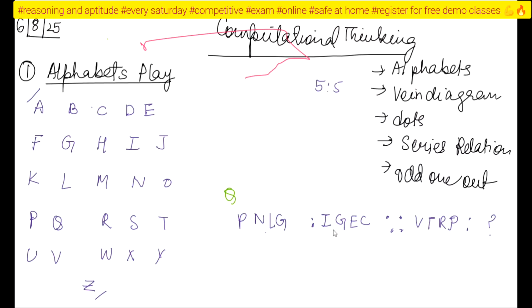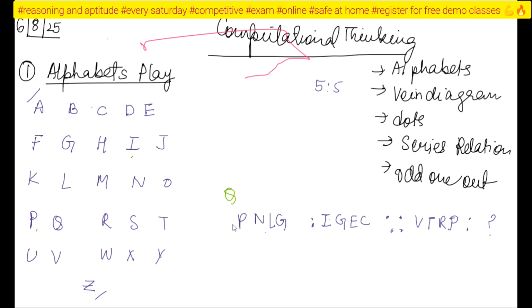Now how can I find out the relation between this? Can you have any hint? Now see, first I will find out the relationship between P and I. P is here and I is here.